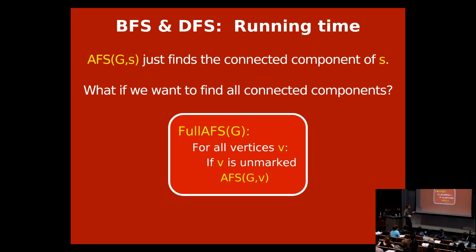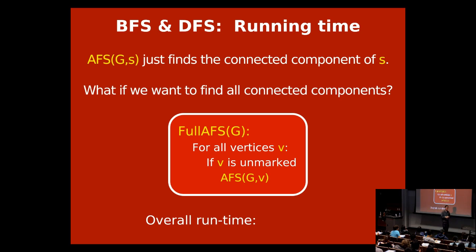If you want to make a big algorithm that finds all the connected components, you just go through all the vertices and check if they're unmarked. If they are, find its connected component, which marks a bunch of vertices connected to V, and then you just keep going and do it for all the unmarked vertices. So you can plug in BFS or DFS here, it doesn't matter.